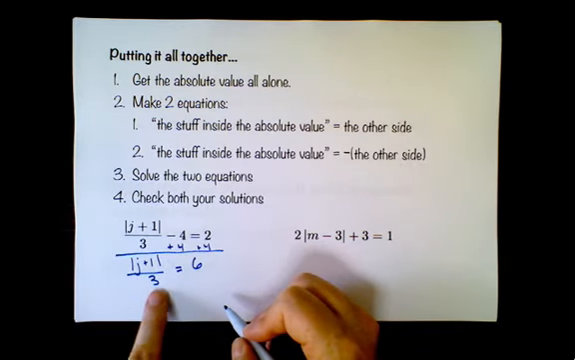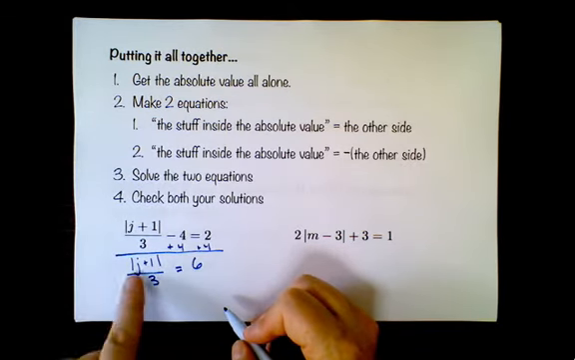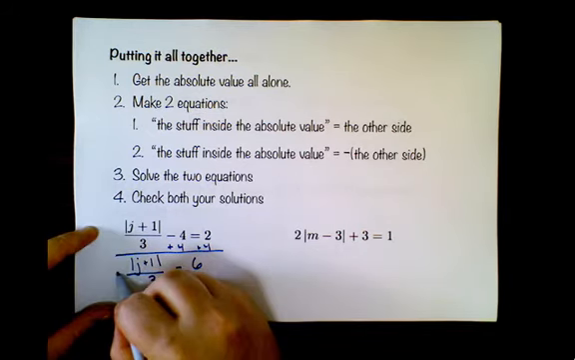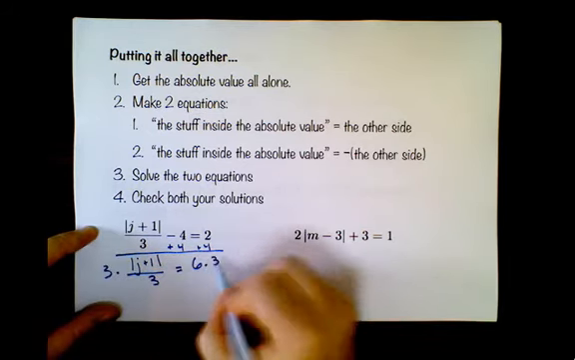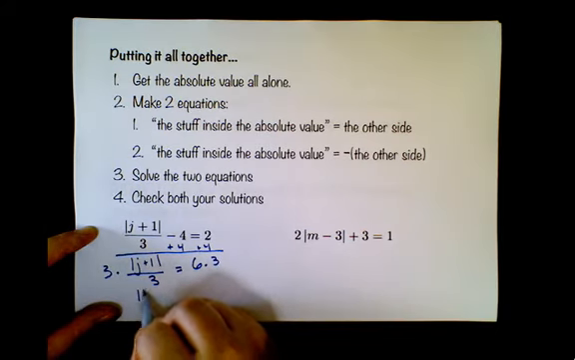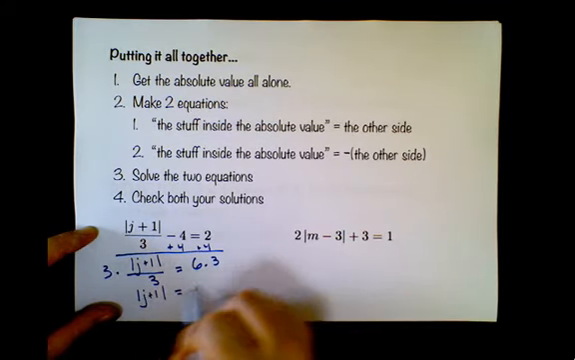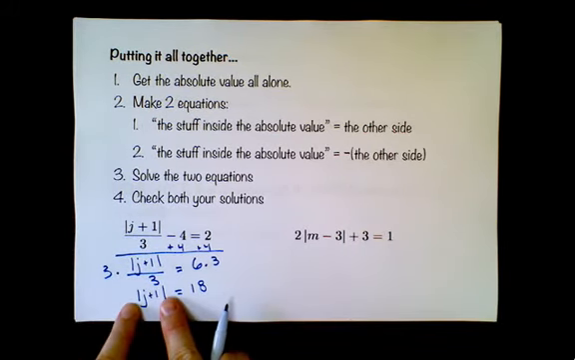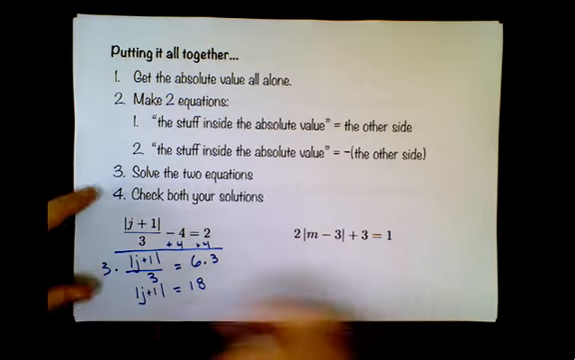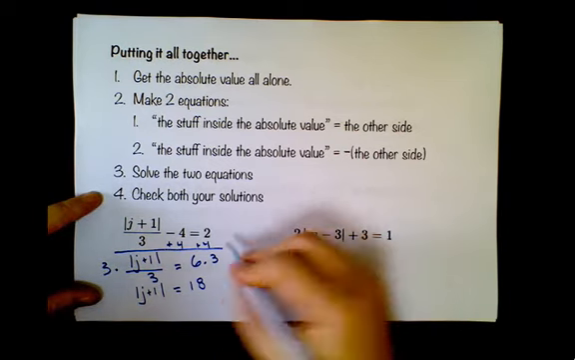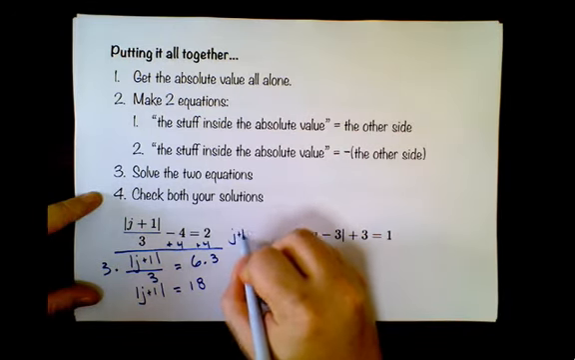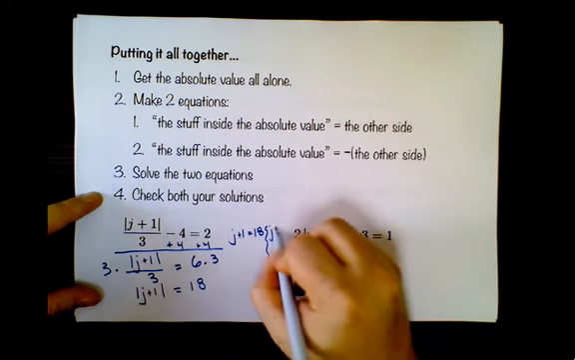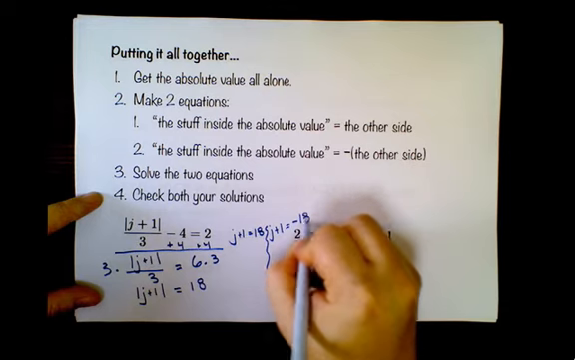Okay. I still don't have that absolute value alone. I've got this divided by 3, so I'm going to undo that by multiplying by 3 on both sides. So now the absolute value of j plus 1 is equal to 18. Okay, now I've got my absolute value all alone. I'm going to make my 2 equations. Oh my, I'm running short on room. So j plus 1 equals 18. And the other one is j plus 1 equals negative 18.